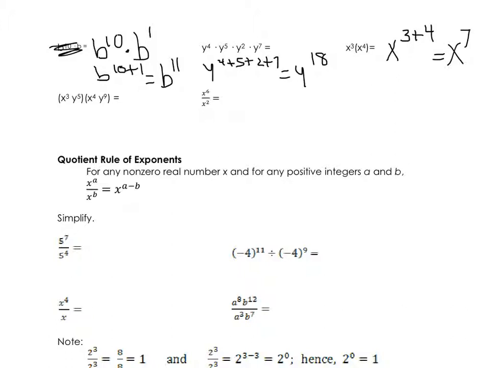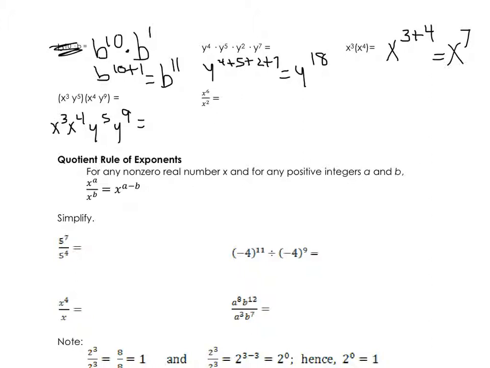What about x cubed, y to the 5th, x to the 4th, y to the 9th? We can only use our law if we have the same base. This is all multiplication, and we know that when you're multiplying, the order in which you multiply doesn't matter. So just for my peace of mind here, I want to rewrite this as x to the 3rd times x to the 4th times y to the 5th times y to the 9th. I don't really have to do that, but I just wanted to.